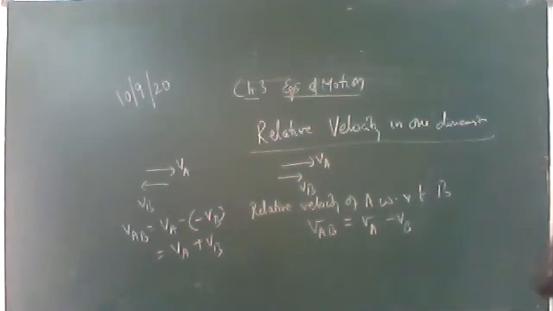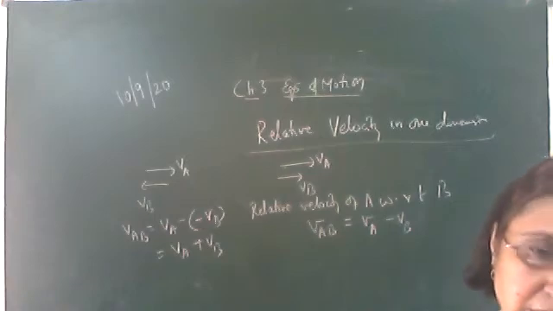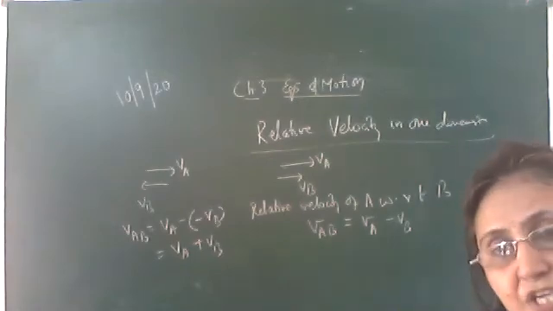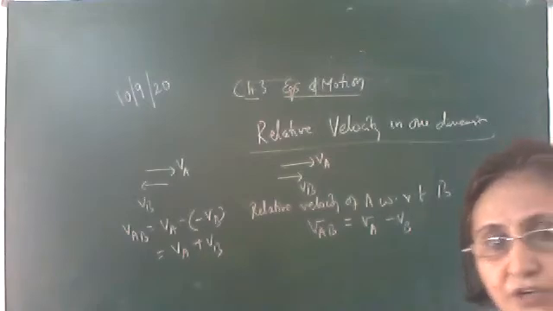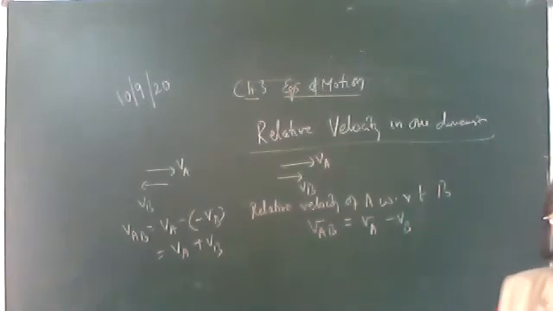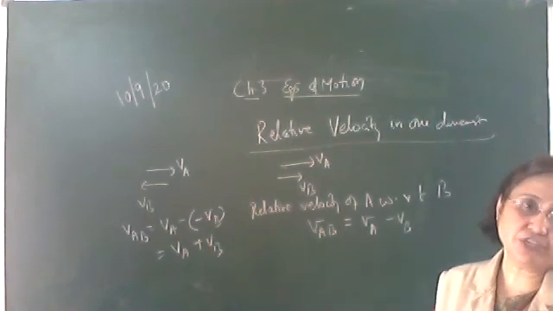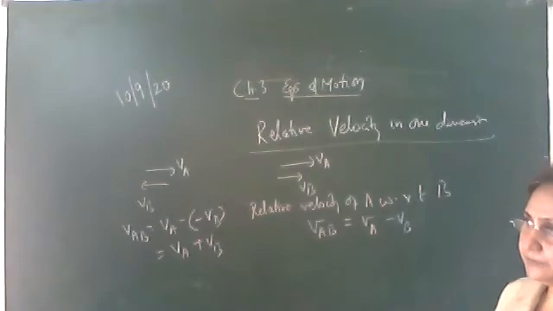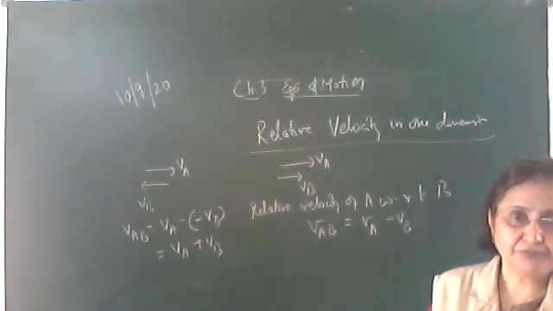Write down: if two bodies are moving in the same direction along a straight line with equal velocities, then what is the relative velocity of one object with respect to the other?